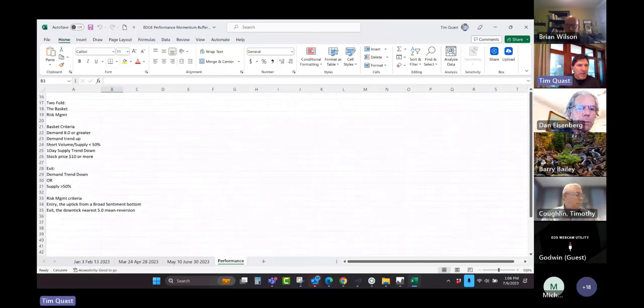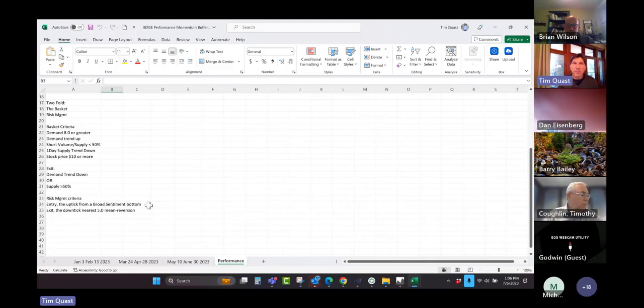Okay. So the risk management criteria: the entry was any uptick from the broad sentiment bottom, no matter where it was. And the exit was the downtick nearest to 5.0. Meaning that if you tick down from 5.6 to 5.2, you're out, because mathematically the next one is likely to be below 5. So that's what we used as the exit criteria.